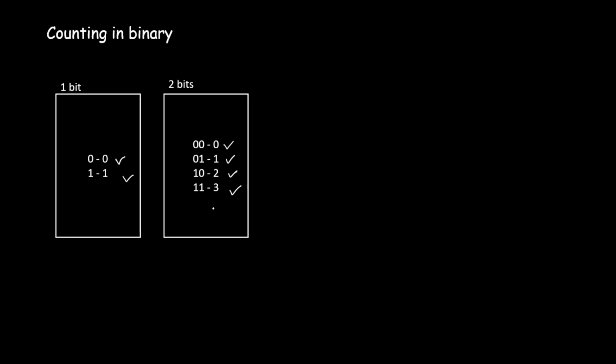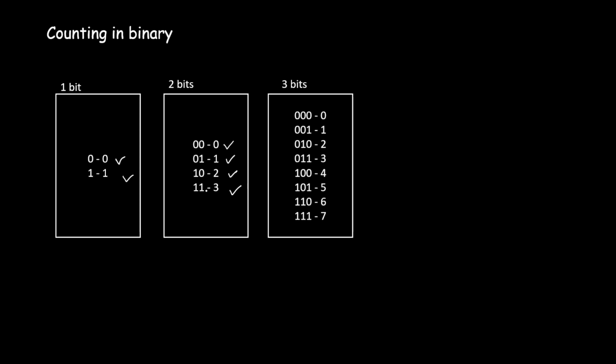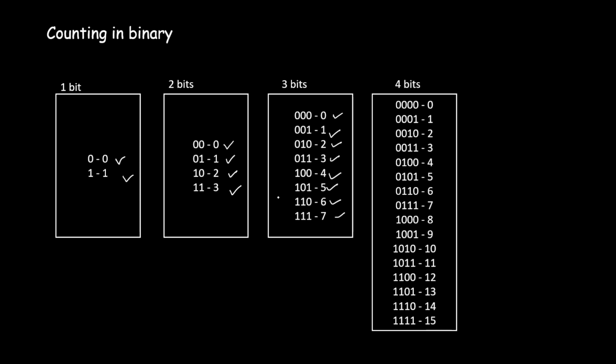Now again we have exhausted our digits, so we'll have to take 3 digits. Now that we have taken 3 digits, we could count 4, 5, 6, 7. Again we have exhausted our digits, so to count beyond 7, we'll have to take 4 digits. And this procedure goes on.